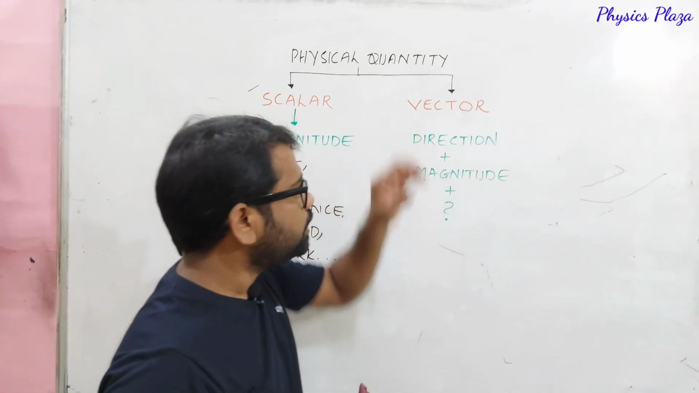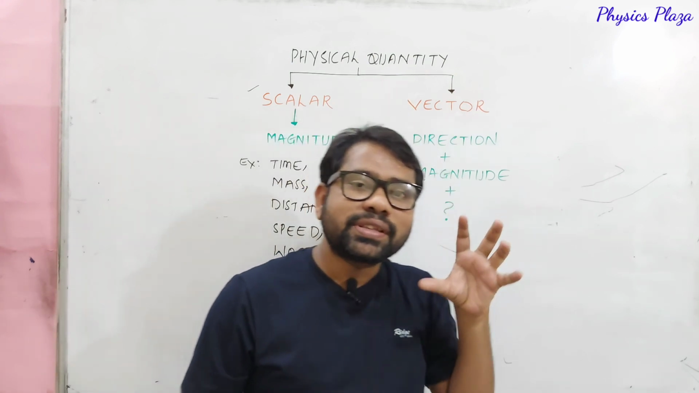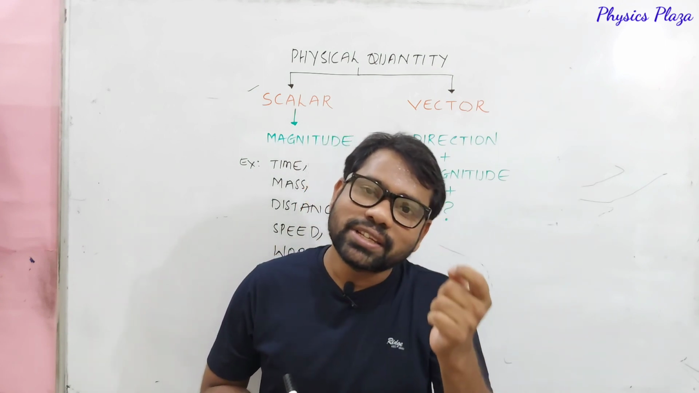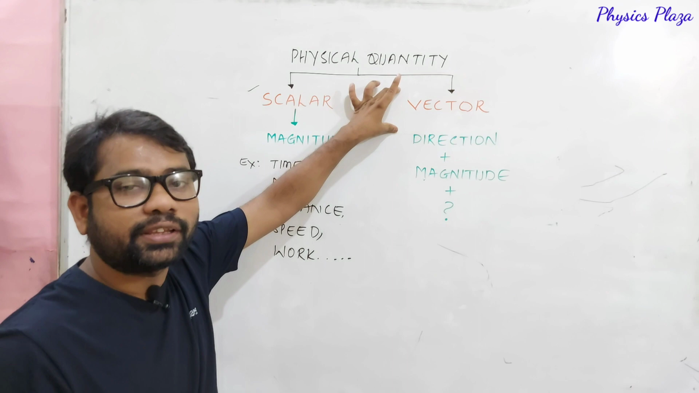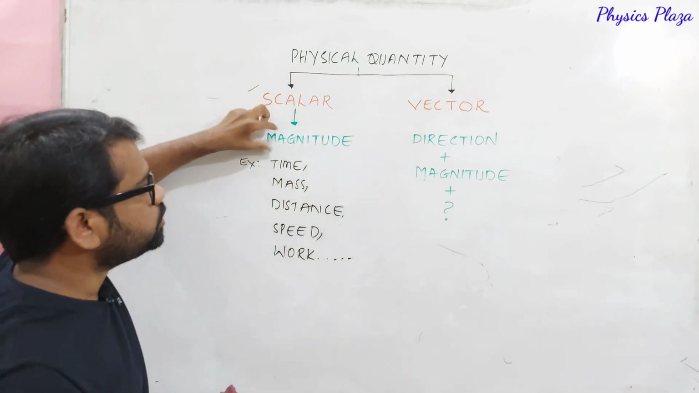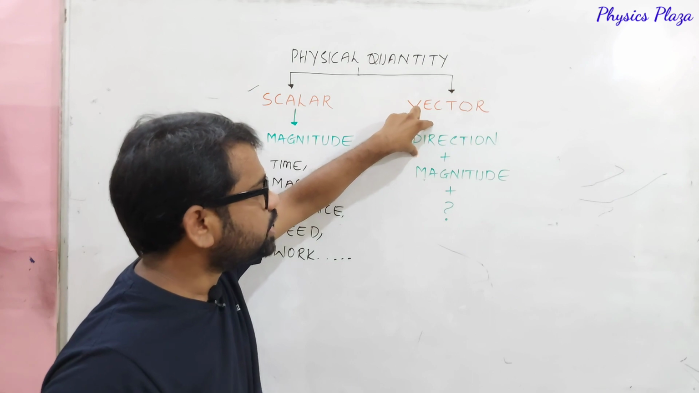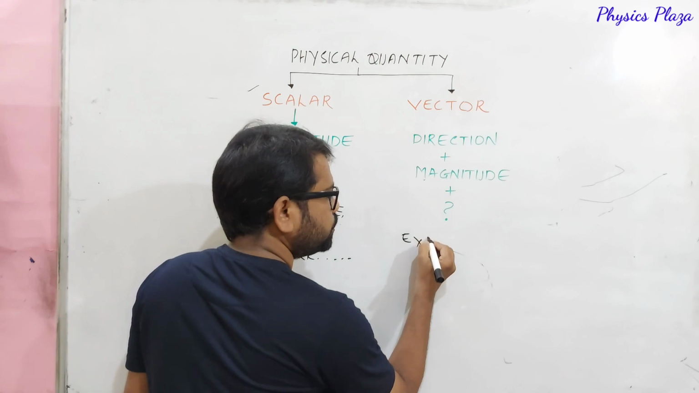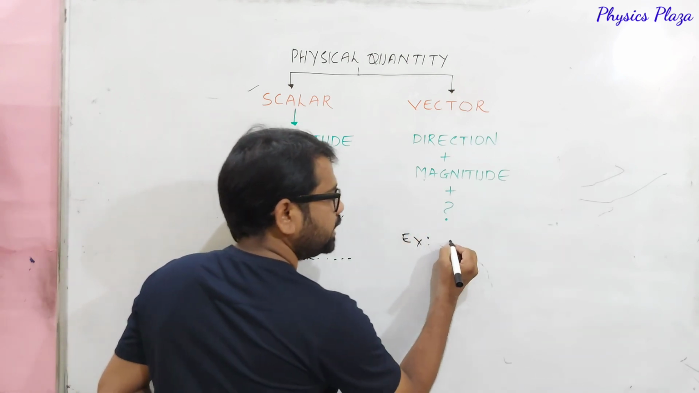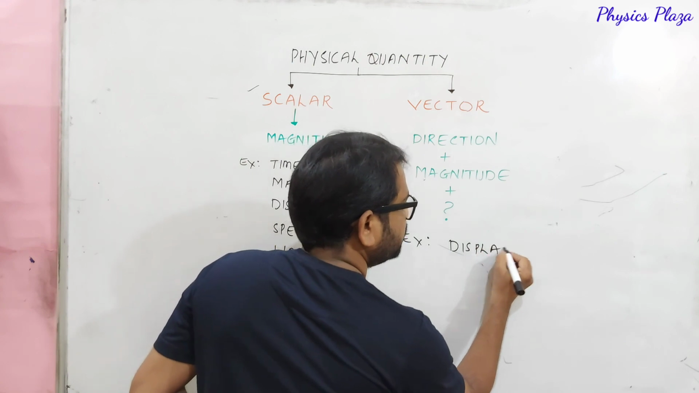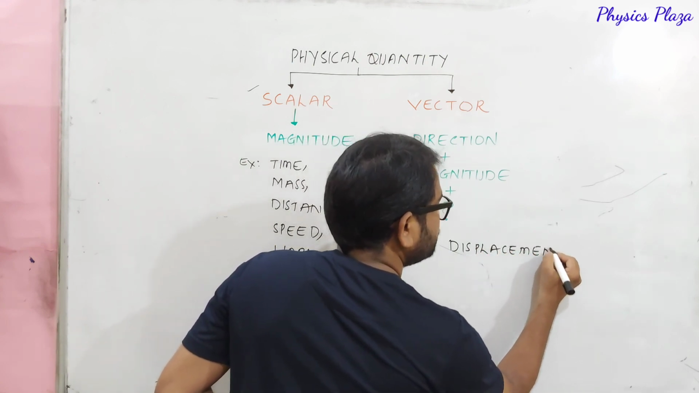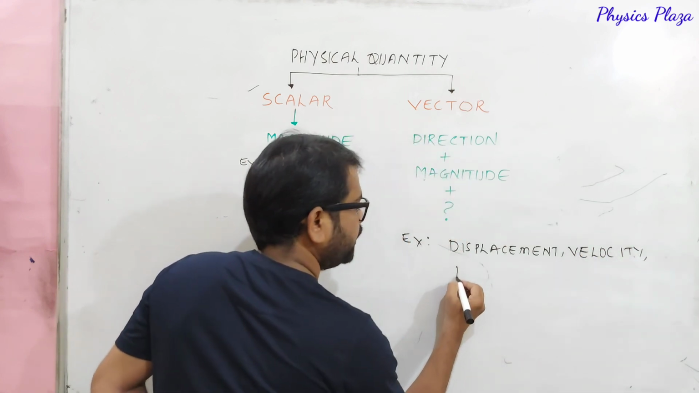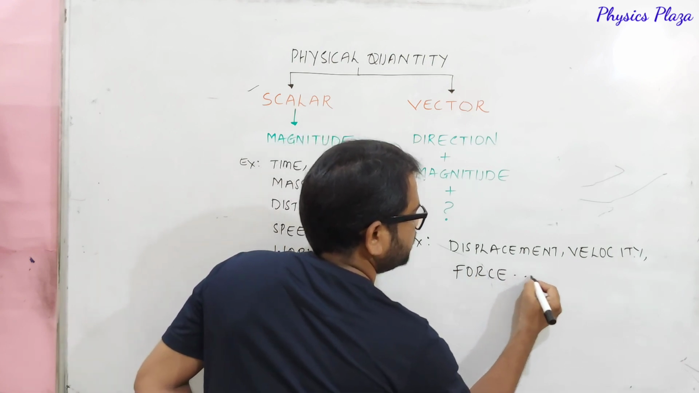Whereas when you come to vectors, what are vectors, dear children? The physical quantities which have both magnitude and as well as direction are called vector quantities. Children, I repeat, scalars need only magnitude, whereas vectors need direction as well as magnitude. Children, let us see one example. For example, displacement, then velocity. Then you can take force, acceleration, many things will come.